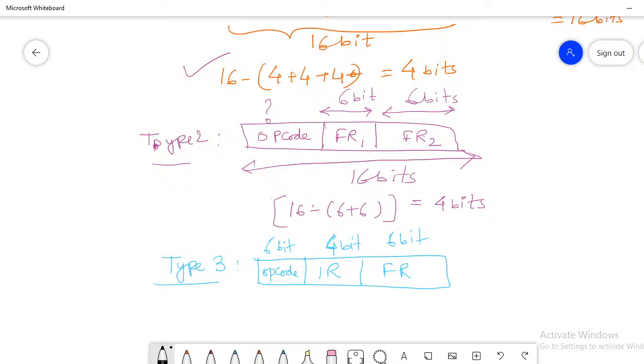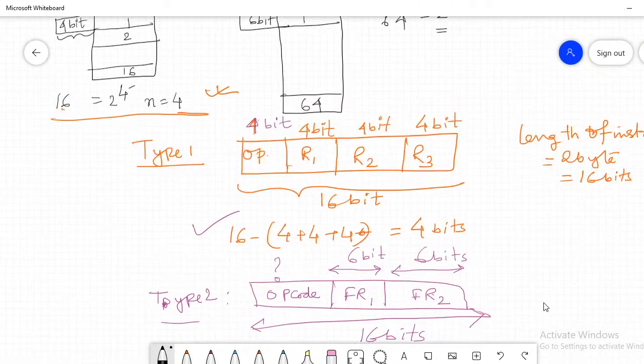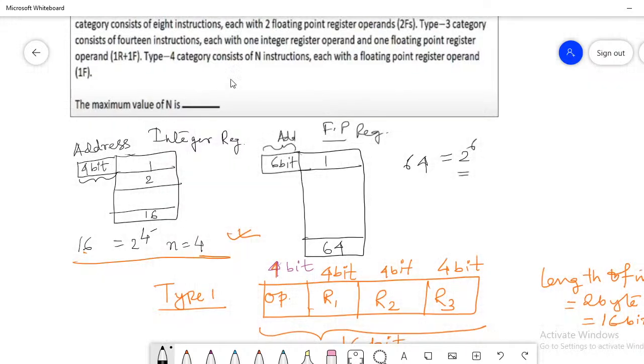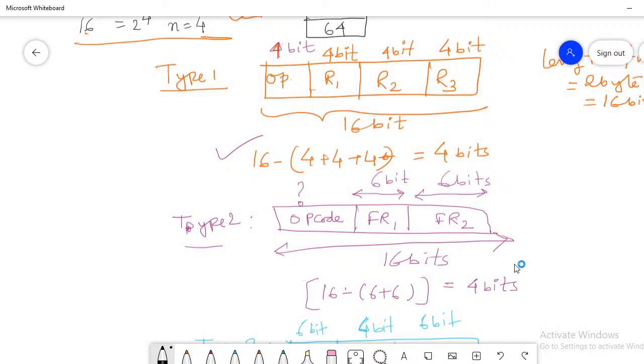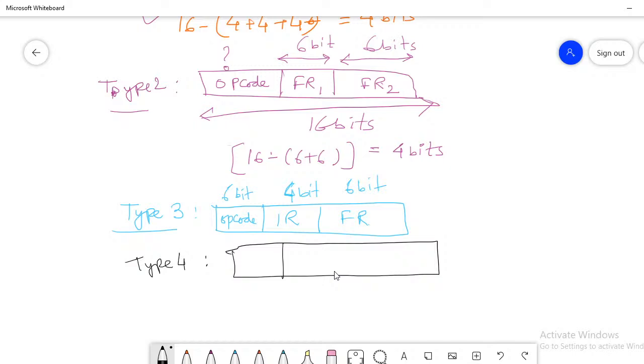And the last type is type 4. Type 4 will give you another type of opcode. The question is a bit lengthy. You have the type 4 category, with n instructions, each having a single floating point register operand. So when you have this type of instruction, each of them has only 1 floating point register.